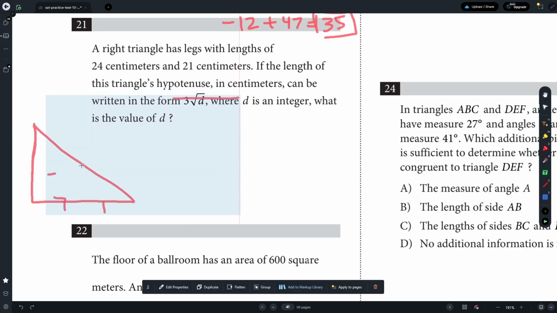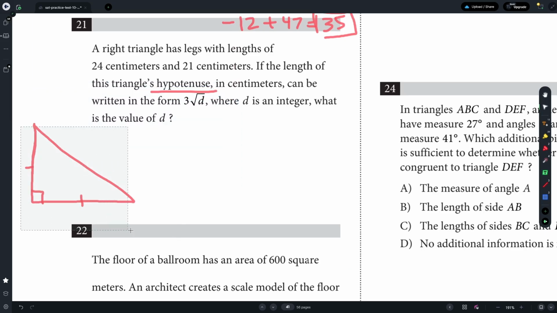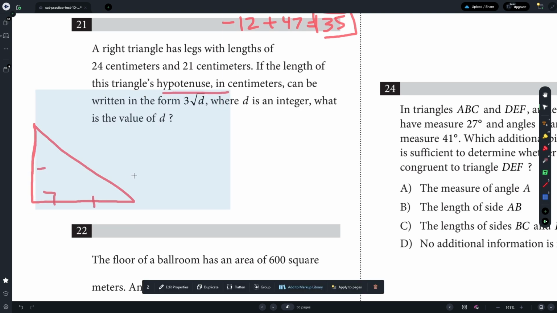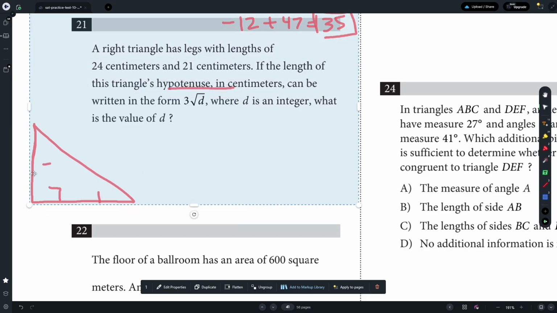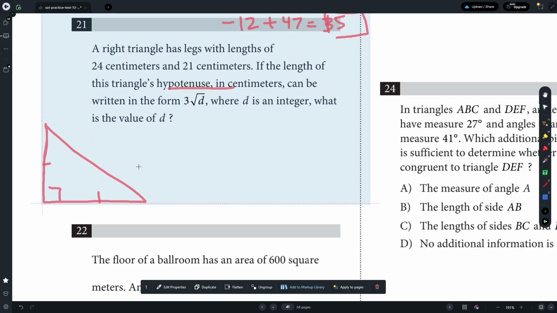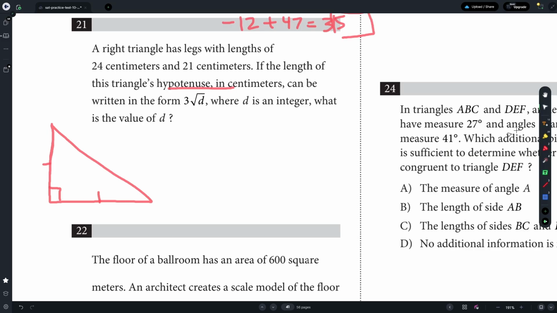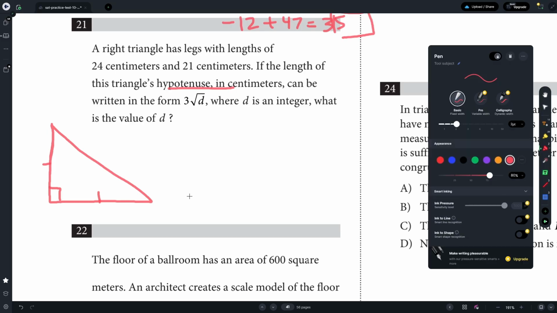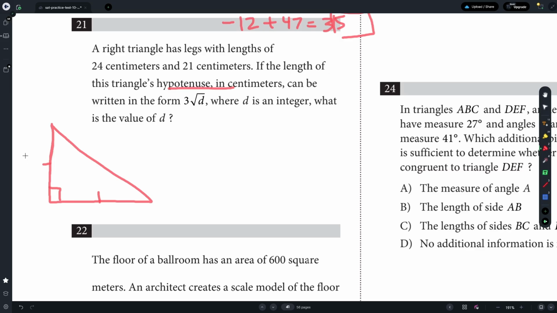They said the legs are length 21 and 24. It doesn't matter which side. And the hypotenuse is written in the form 3 root d, where d is an integer. They want to know what the value of d is.